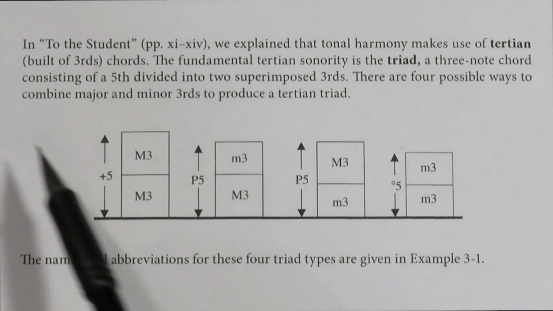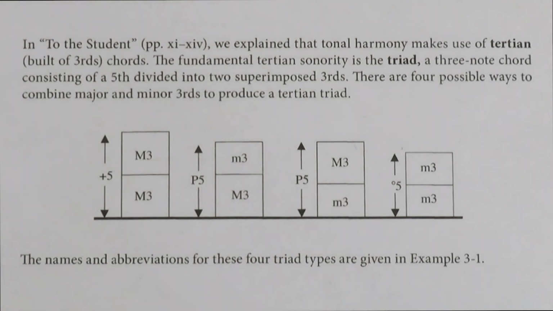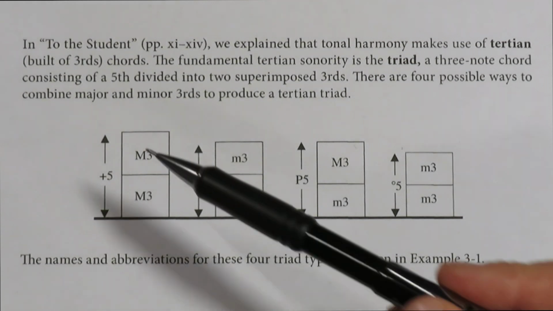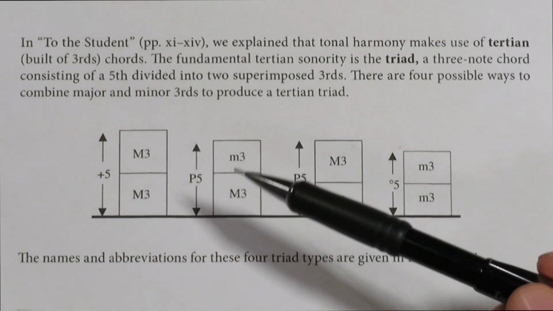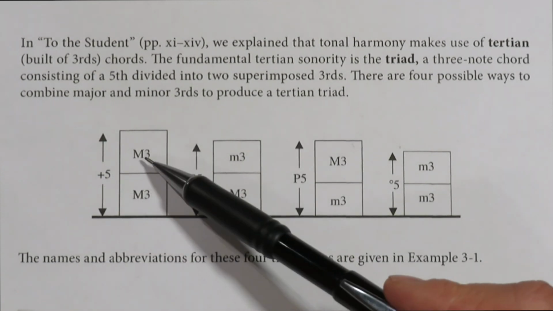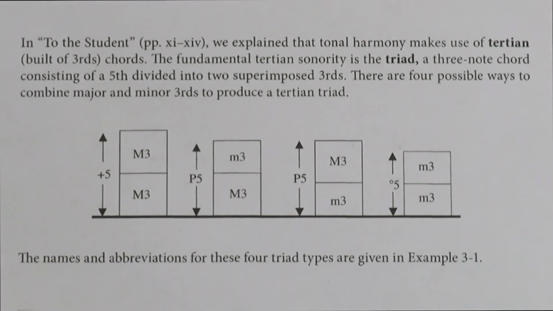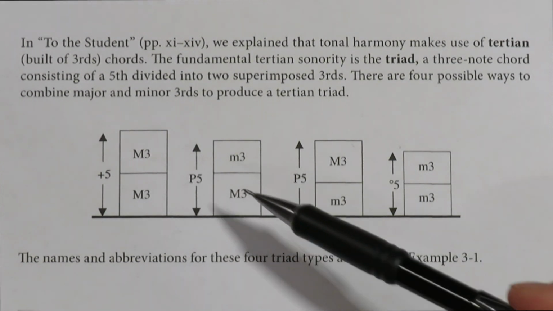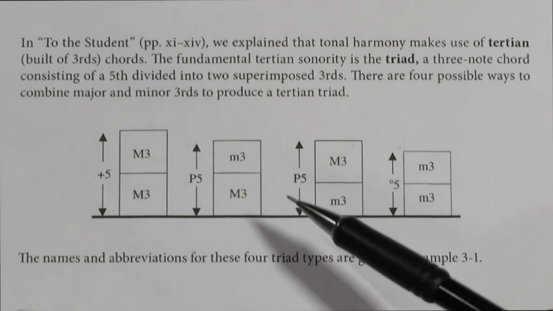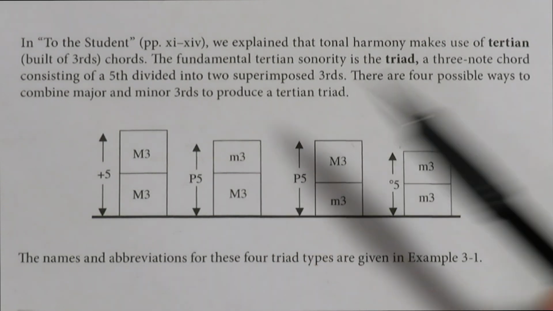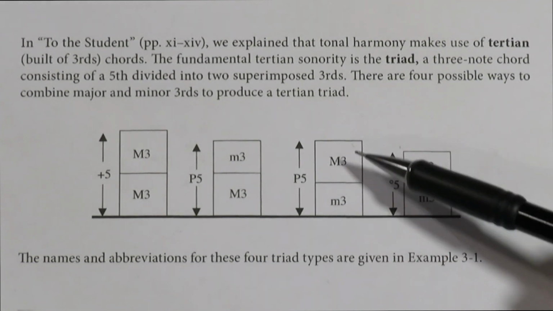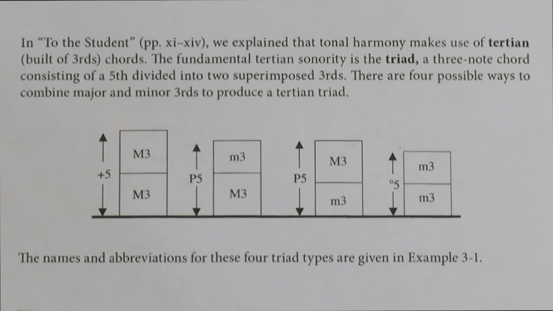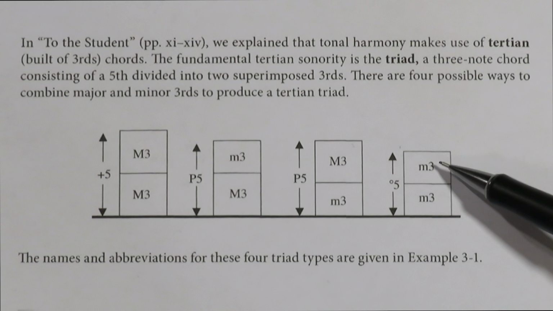There are four possible ways to combine major and minor thirds to produce a tertian triad. So let's look at those four possible ways. We start out with the largest one. We have the augmented triad, which consists of two major thirds. And then we have the major triad, which consists of a major third and then a minor third. And the minor triad has a minor third and goes to a major third. And we have the diminished, which is two minor thirds.